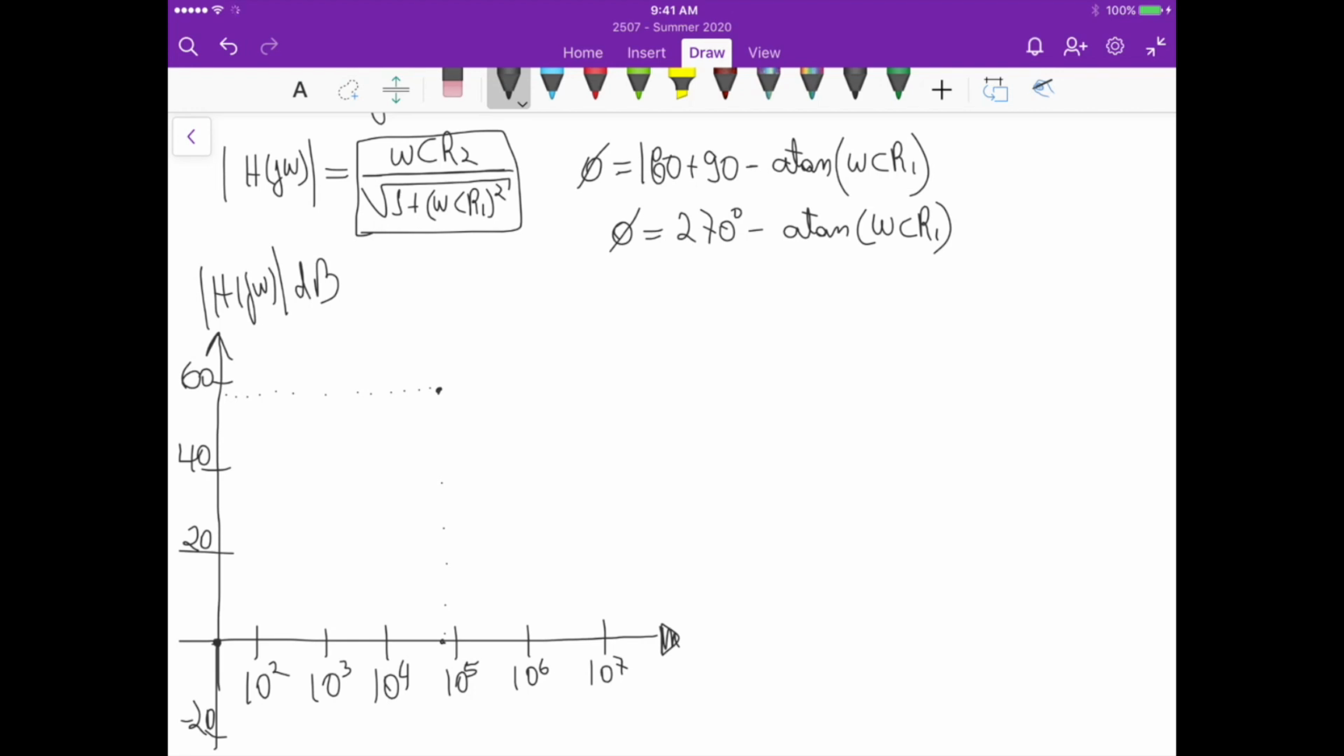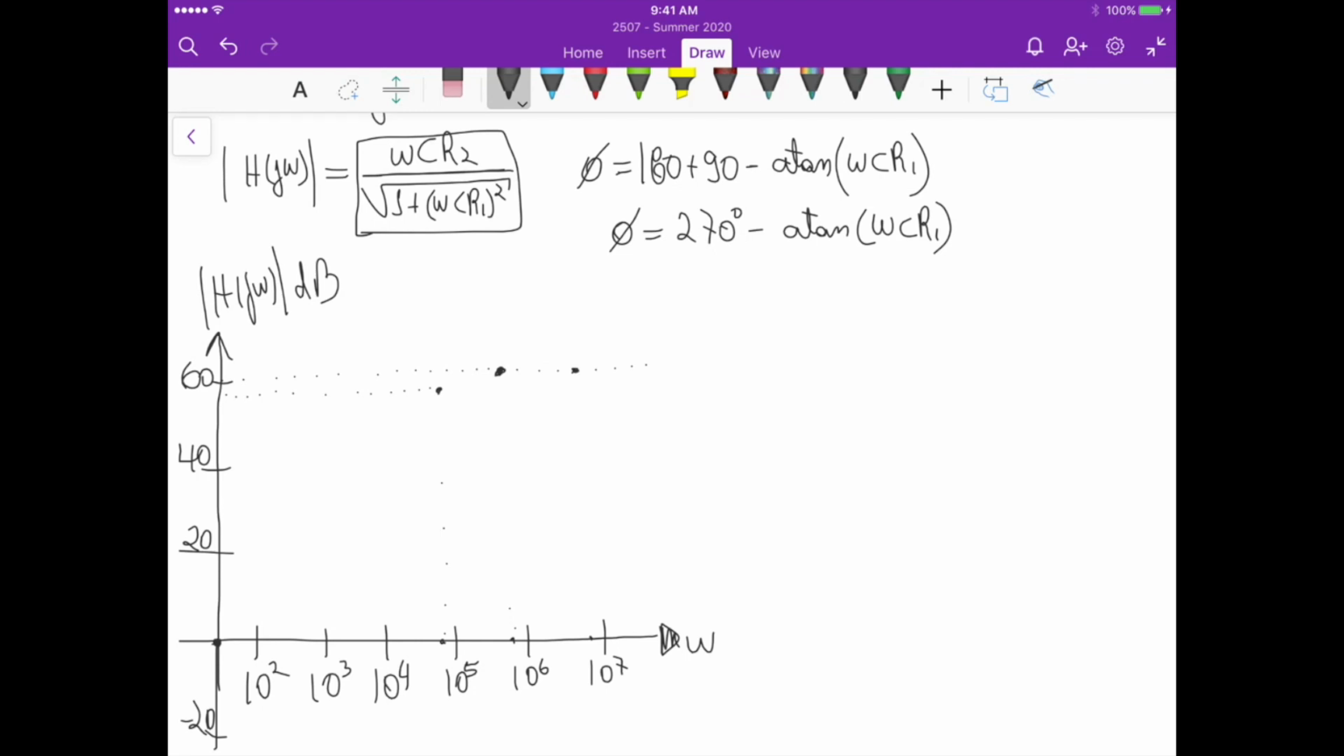Now for 10 times that, so here's omega 1 decade before and 2 decades before, we are mostly at 60. Okay, so here and there.